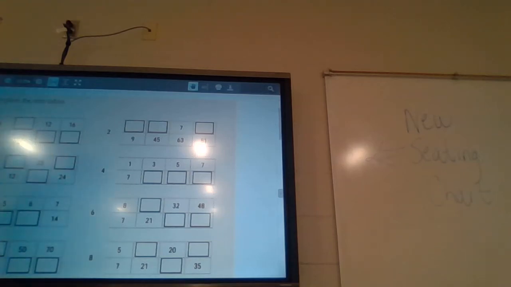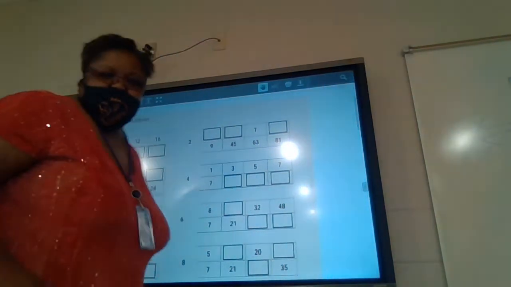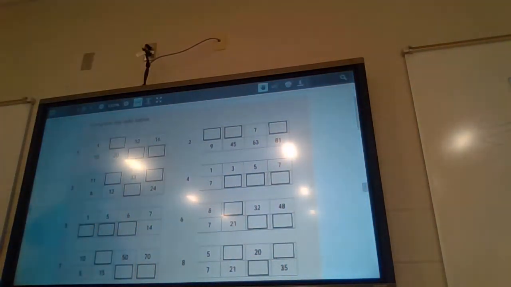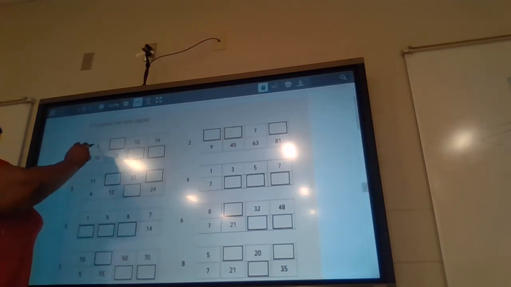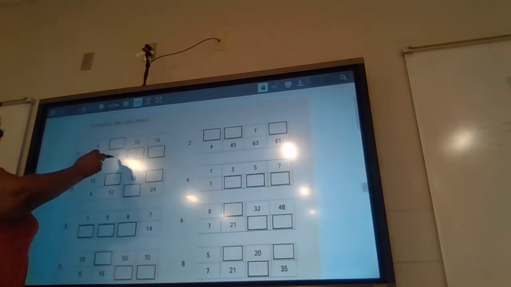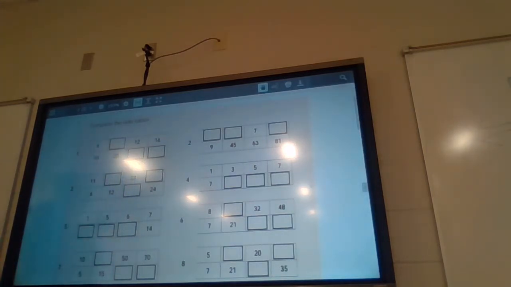Okay, the next thing we're going to do is called ratio tables. So to do a ratio table, you look at your other numbers. So I got 4 and then a blank. But I know from here I have a 10 and 20. So how do I get to 20 by multiplication?